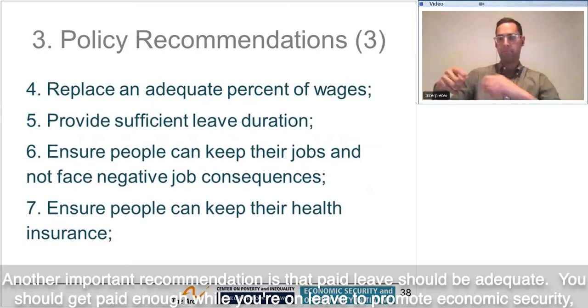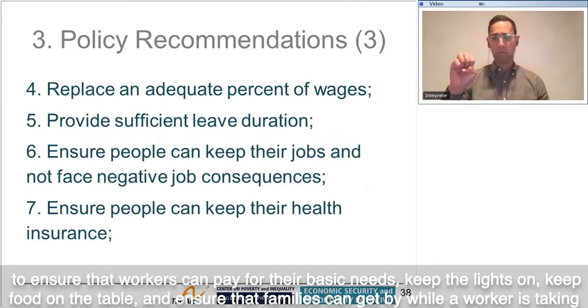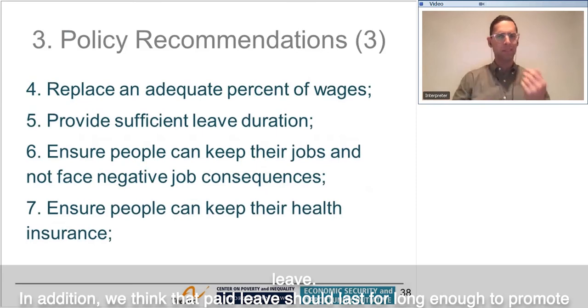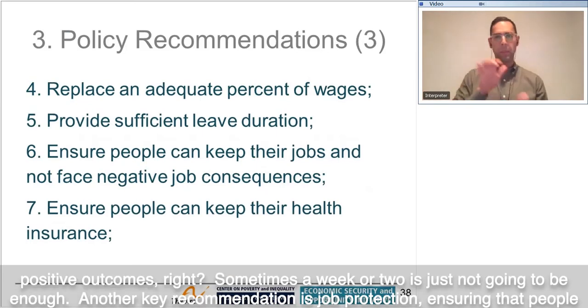Another important recommendation is that paid leave should be adequate. You should get paid enough while you're on leave to promote economic security, to ensure that workers can pay for their basic needs, keep the lights on, keep food on the table, and ensure that families can get by while a worker is taking leave. In addition, we think that paid leave should last long enough to promote positive outcomes, right? Sometimes a week or two is just not going to be enough.